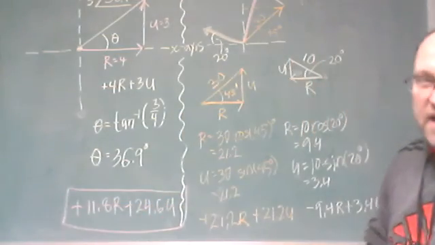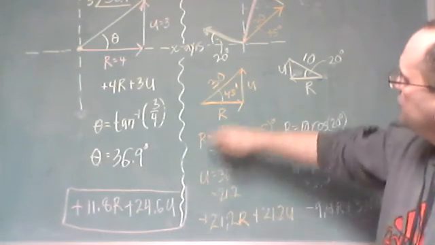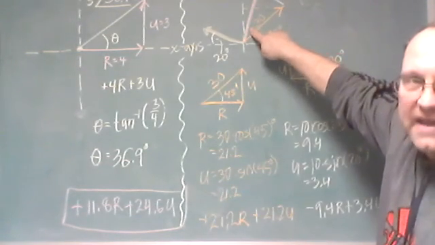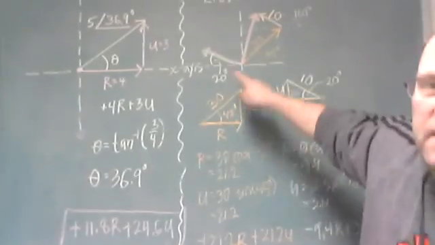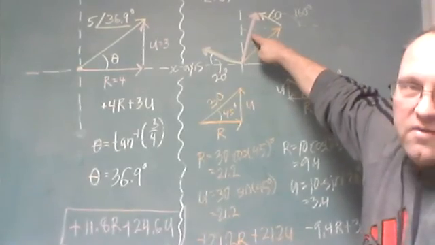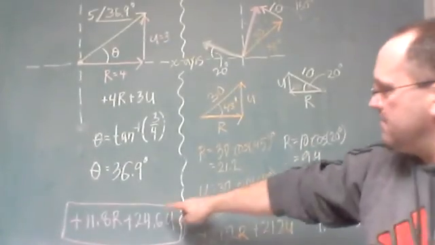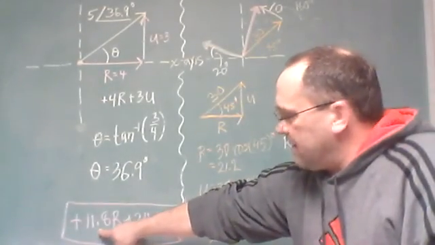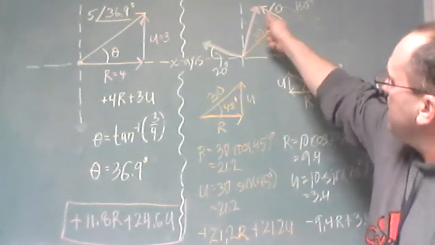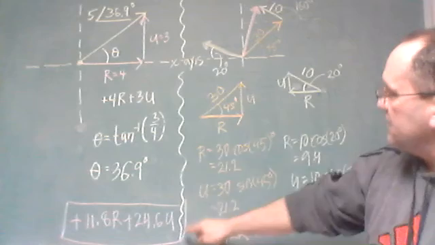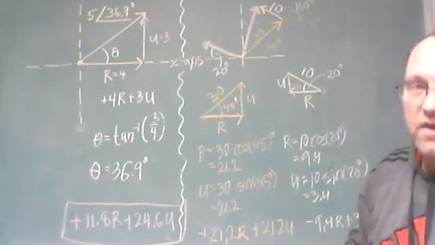They kept it in rectangular form, and that's fine. If they said to do it in polar form, we would have to come up with a length and an angle to describe this red vector up here, or the added vector, I should say. Right now, they're just wanting it in rectangular form. 11.8 units to the right, 24.6 units up will be the addition of that orange and yellow vector representing that red vector.